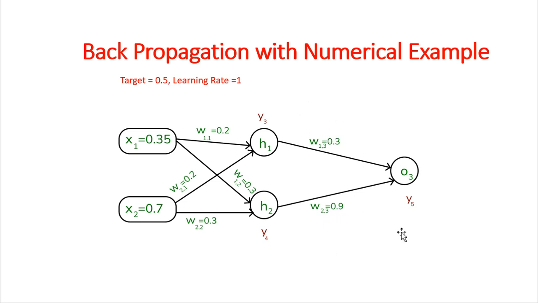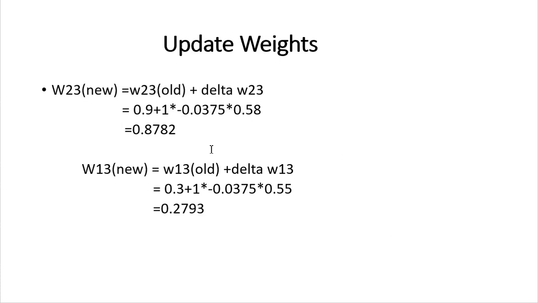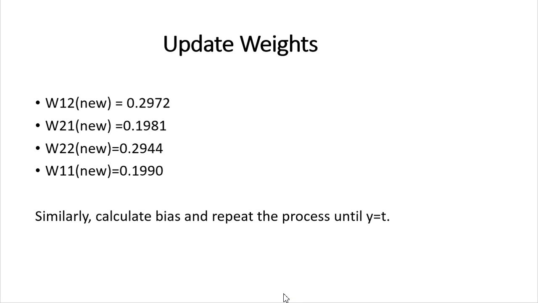Next we identify W13. To identify W13, it is W13 old, which is 0.3, plus learning rate into error at O5, minus 0.0375, into this output. Since it is connected from Y3, the output at Y3 is 0.55. Finally, if you calculate, you will get around 0.2793. Similarly you have to calculate W12, W21, W11, W12, W21, W22.